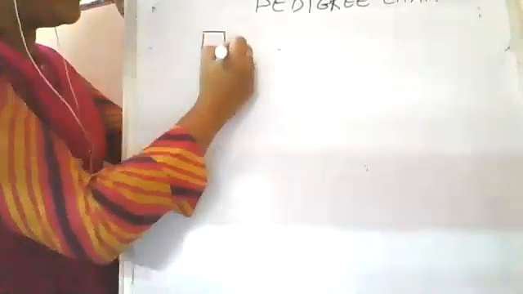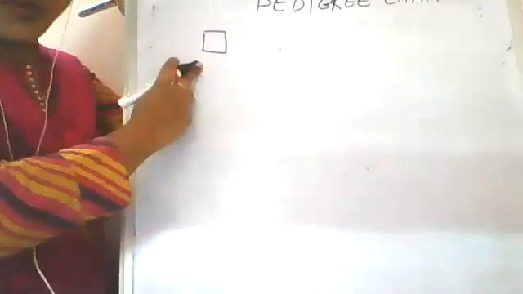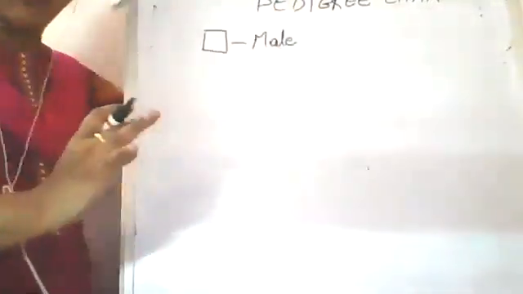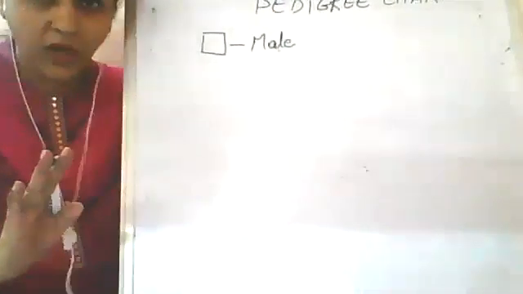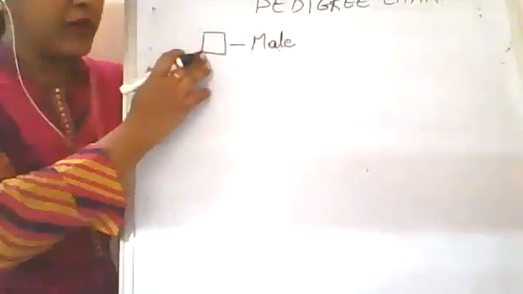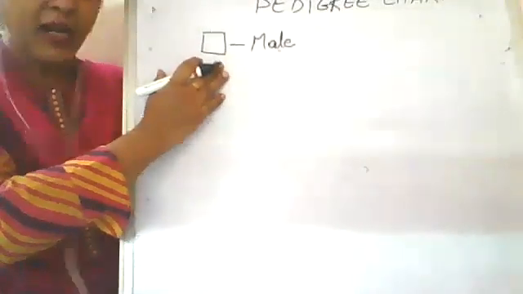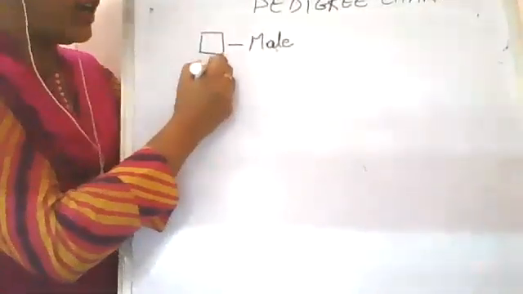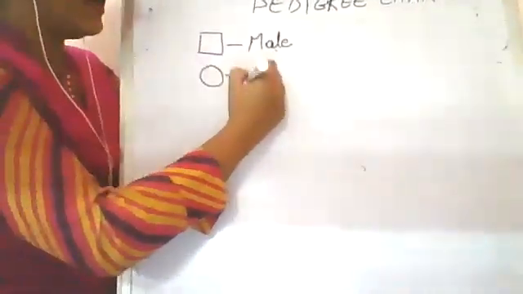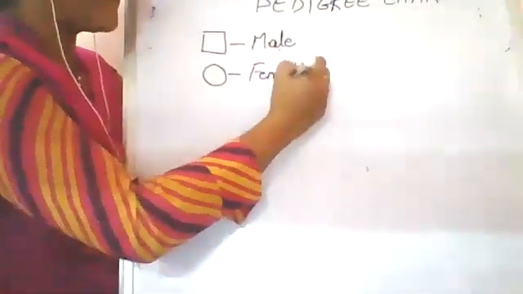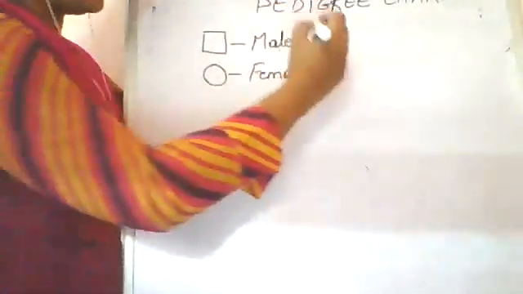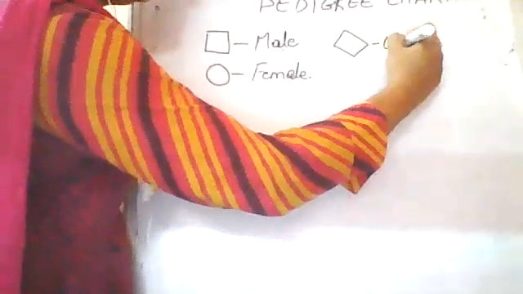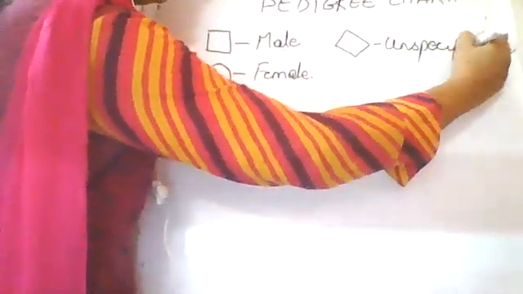The first symbol is a square. The square is the symbol for any male person in the family. Pedigree chart is done for humans. So in a pedigree chart, if we are using the symbol square, that means it is a male. We are representing a male by square. If we are drawing a circle, then it is a female. If we are drawing a rhombus, then it means unspecified.